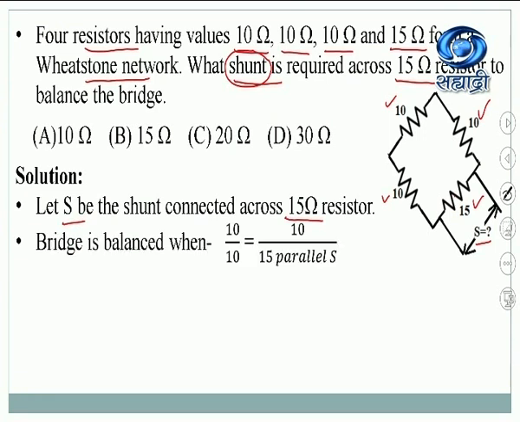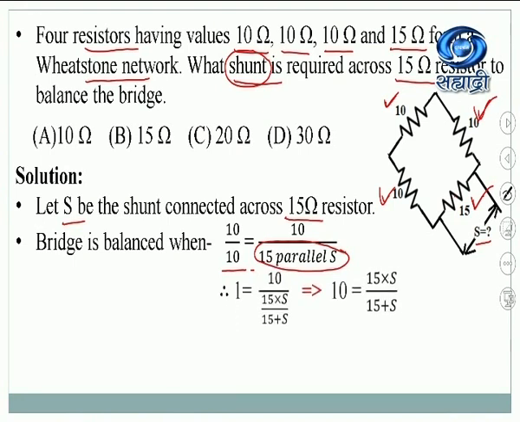Now, the bridge is balanced. When the bridge is balanced, we know that this 10 upon this 10 is equal to this 10 upon the net value of these 2 resistances, that is the parallel combination of 15 and S. So this is 10 upon 15 parallel with S. That is the condition for the bridge to be balanced.